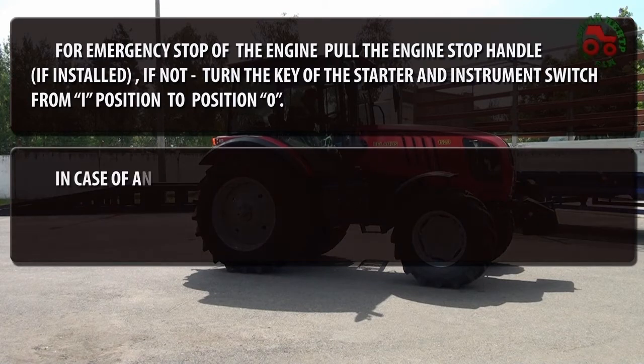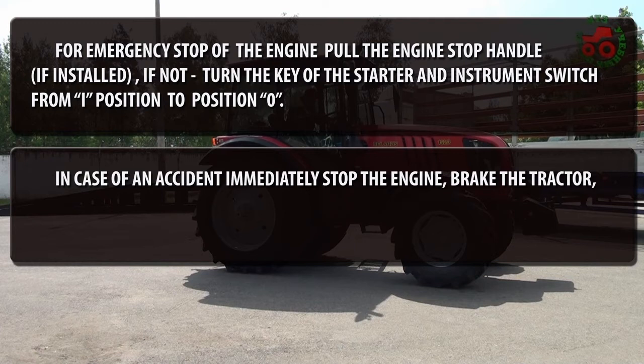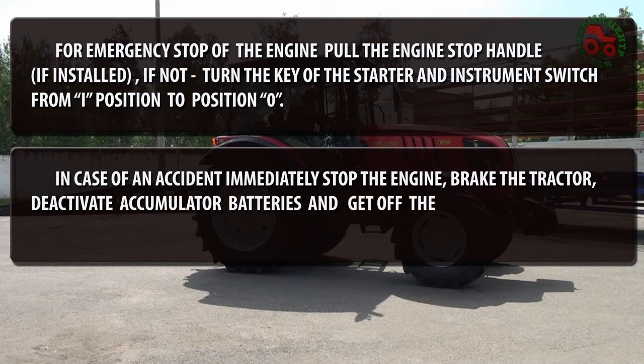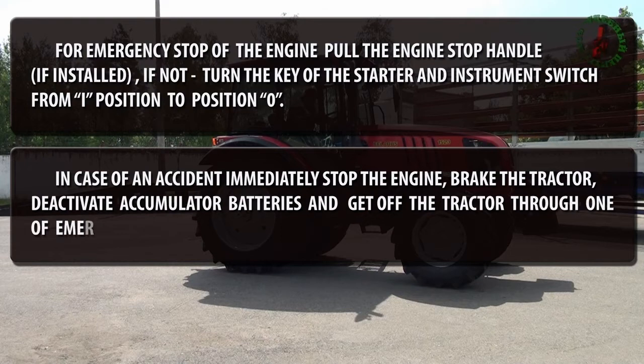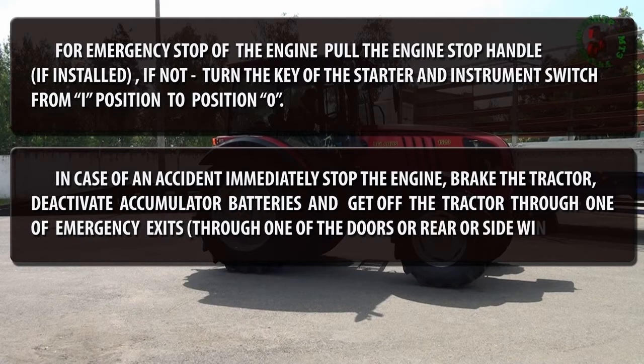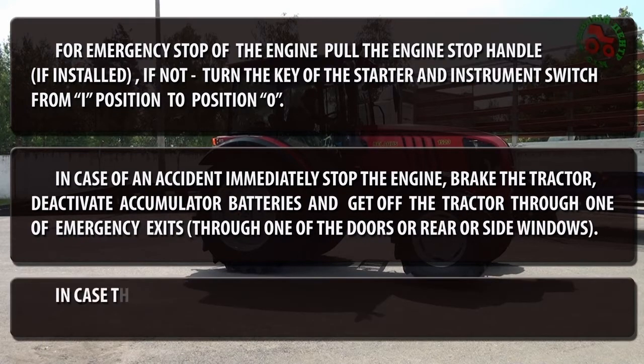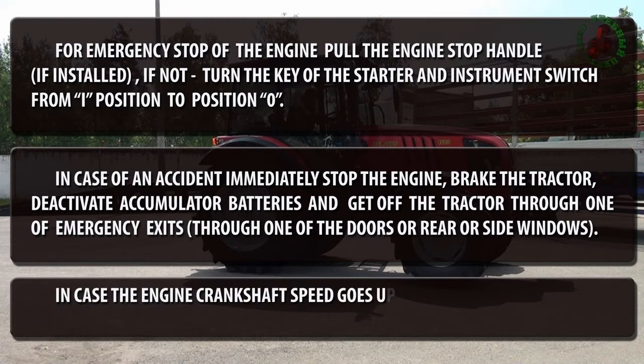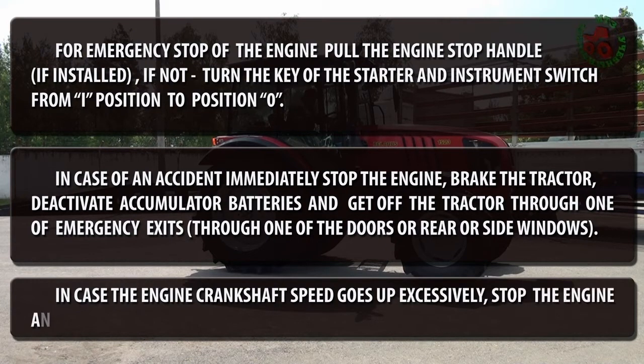In case of an accident, immediately stop the engine, brake the tractor, deactivate the accumulator batteries, and get off the tractor through one of the emergency exits, through one of the doors or the rear or side windows. In case the engine crankshaft speed goes up excessively, stop the engine and brake the tractor.